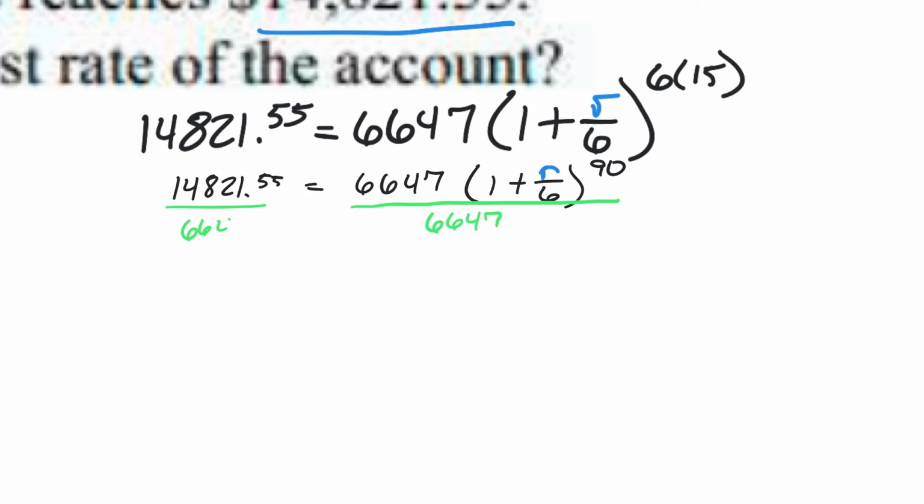So we're going to divide both sides by 6,647. When I divide this by 6,647, I get 2.2298. So now I have one plus the rate.